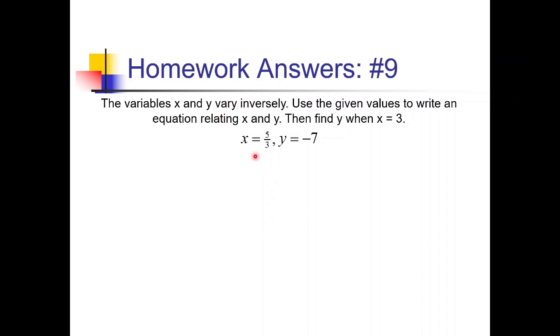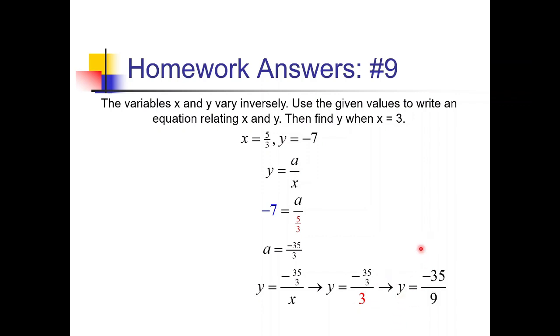For this one, to write our inverse equation, let's start with the inverse form. So we have y equals a over x. And then plugging in our x and our y, we have negative 7 equals a over 5/3. Multiplying both sides by 5/3 to get a by itself, we're going to end up with negative 35 over 3, which is a weird a value, but we'll take it. So plugging that back in, we have y equals negative 35/3 over x. And now if we plug 3 in for x like they told us to here, we can simplify that a little bit. Dividing by 3 is really the same as multiplying by 1/3. Negative 35/3 times 1/3 is going to be negative 35 over 9. So that's our final answer for y.